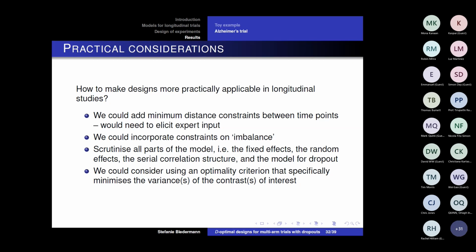And then in particular, coming back to what Kaspar said before, what actually is the aim of this trial? Here we consider D-optimality as a criterion because that will give us precise estimation of all the fixed parameters. But we may actually be interested in some parameters more than others. Some contrast might be more interesting to the experimenter, so we could also look into different optimality criteria.